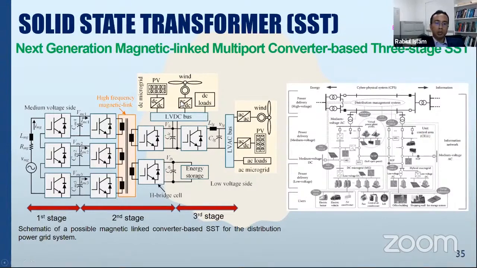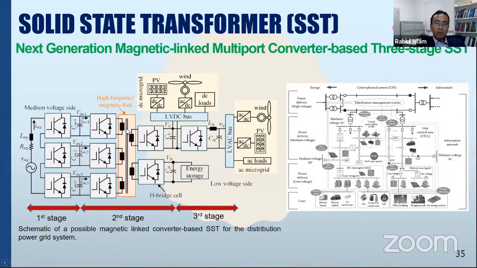Here we can consider a DC microgrid. Here we can see the energy storage can be connected to this high frequency magnetic link, and power flow can be controlled and monitored through this magnetic link, right?